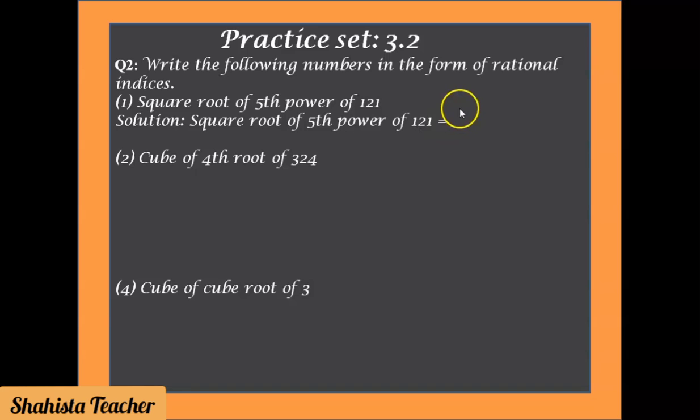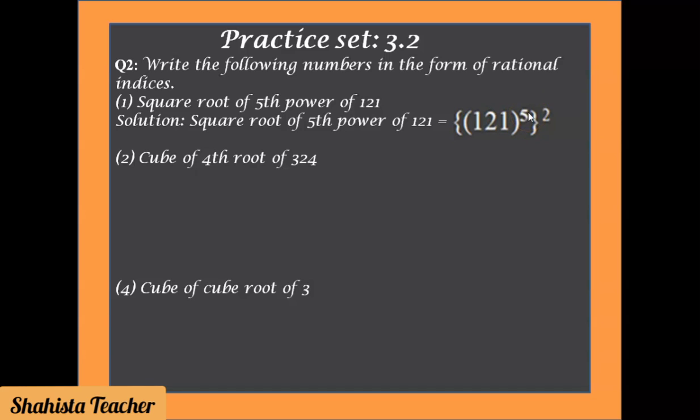So here we will draw one curly bracket, one C bracket, and inside this C bracket I will put 121, close the bracket, close C bracket and close the curly bracket. And here I will put 5 and outside the bracket I will put square. Okay, so fifth power of 121. So here I will put power, fifth power.